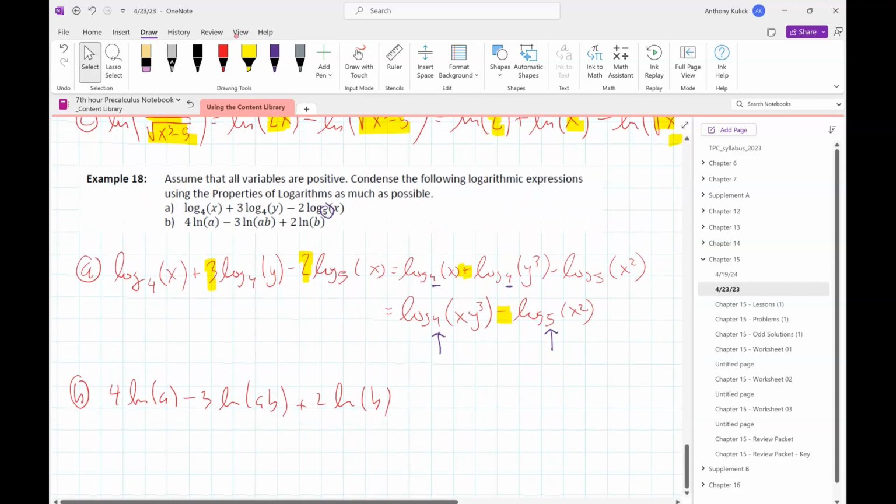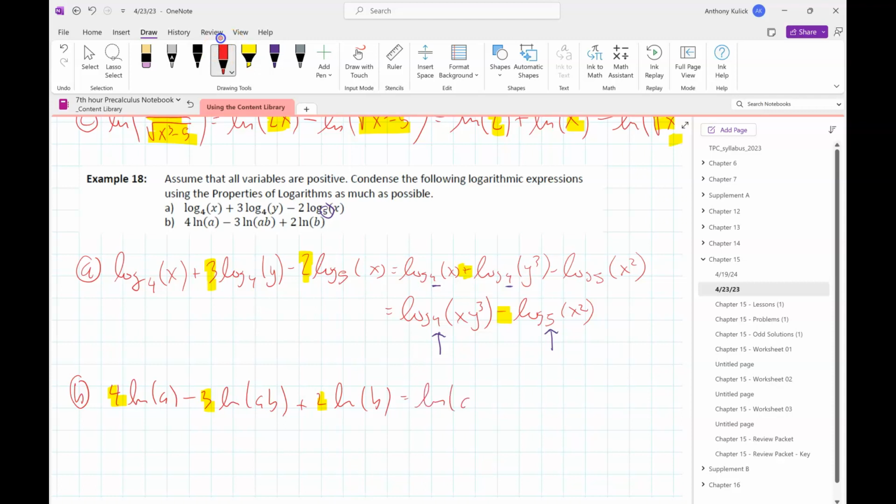Okay. First things first. Power properties. I see 1, 2, 3 power properties. So let's crank those out. Now, look at what I've written. Mr. Kulik has intentionally made a mistake. So look at this step. I've intentionally made a mistake. Can anybody identify what the mistake is?